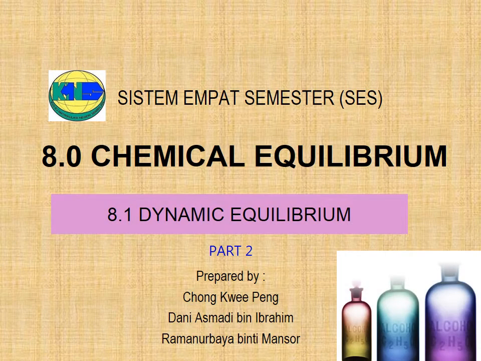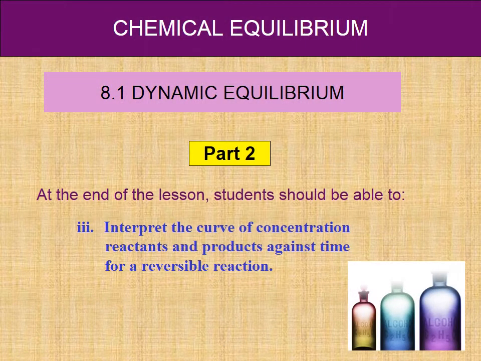Chapter 8 Chemical Equilibrium, 8.1 Dynamic Equilibrium Part 2. At the end of the lesson, students should be able to interpret the curve of concentration, reactants and products against time for a reversible reaction.